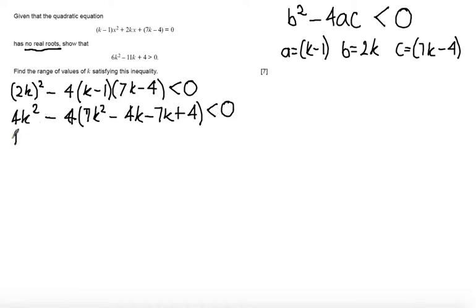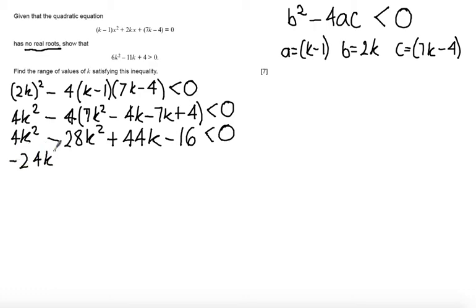So if I then expand the bracket again, it's reasonable to do this in two steps to make sure I don't make any silly mistakes. Minus 4 times 7k² is minus 28k². In fact, one second, what I should be thinking about is minus 11k here. So minus 4 times minus 11k is plus 44k. That will speed things up for us. And then minus 4 times plus 4 gives us minus 16, less than 0. Tidying up, I get −24k² + 44k − 16 less than 0.